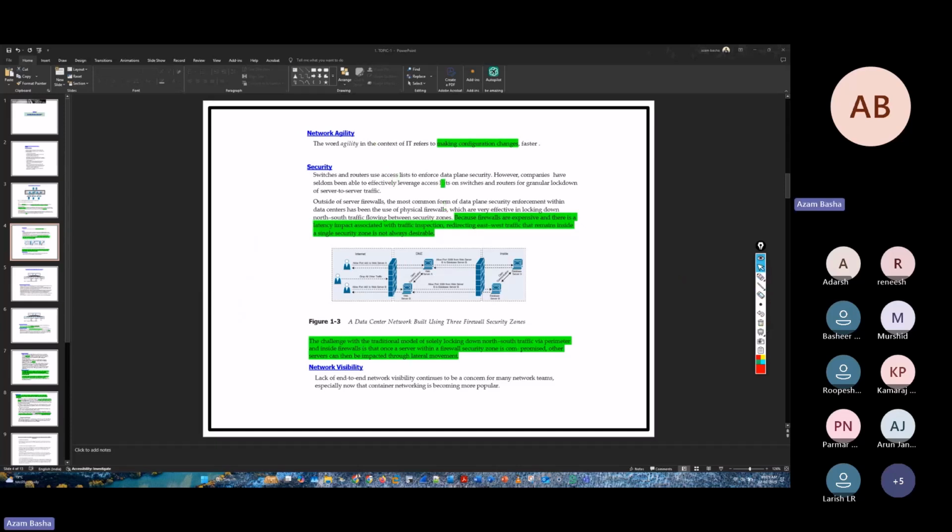Network agility. This is also one of the issues. What is network agility? Making changes faster, like I did 12 years ago. I copy pasted fast and brought down the network. Right? So if we are fast, we tend to make errors. And then the security.